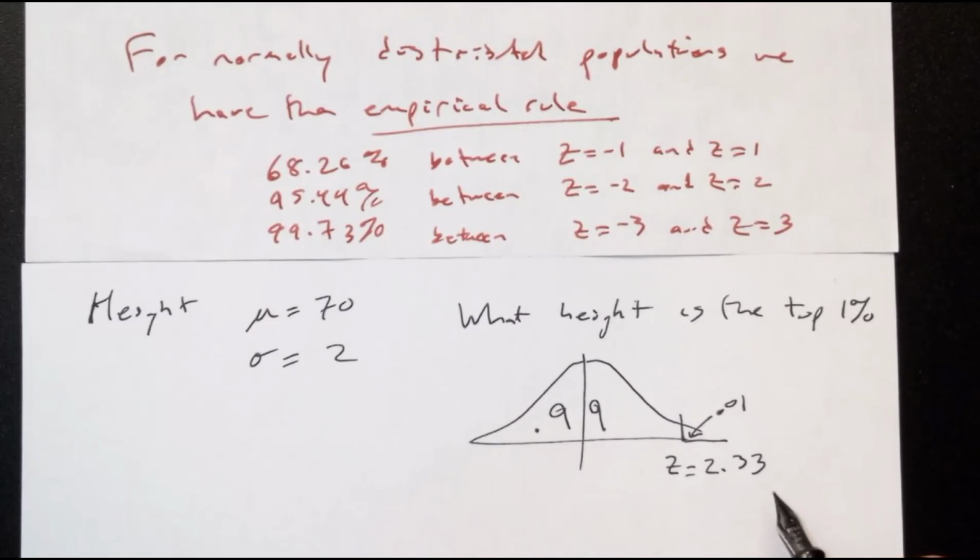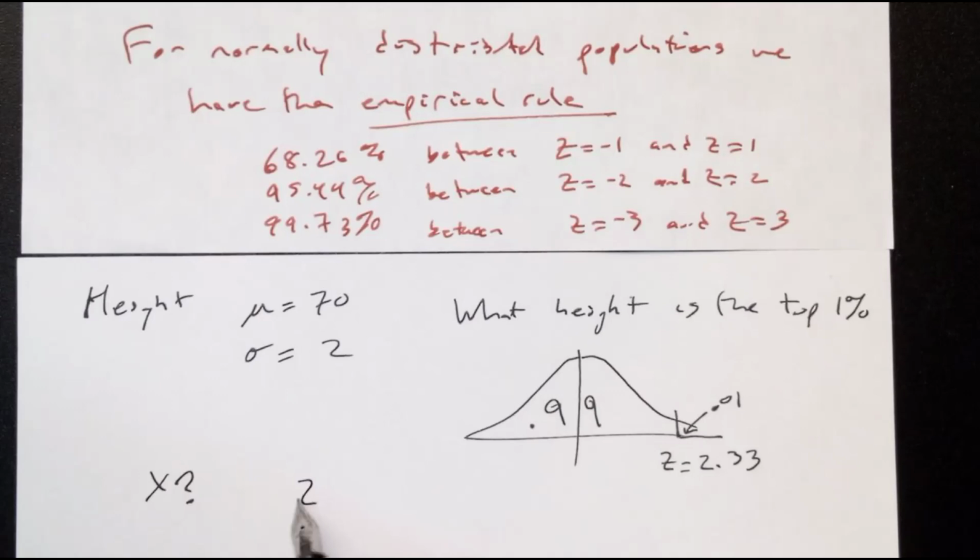See, I couldn't get directly to an X value from that. What height is this? This is the Z value. What height is this person? I know a Z. How do I get the X? The formula. Exactly. I'm going to use that formula backwards.